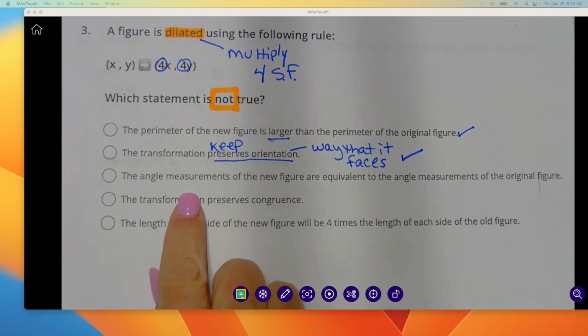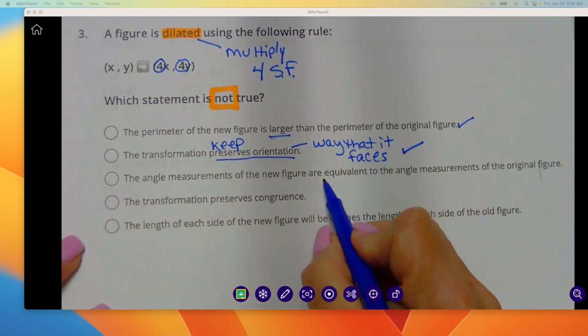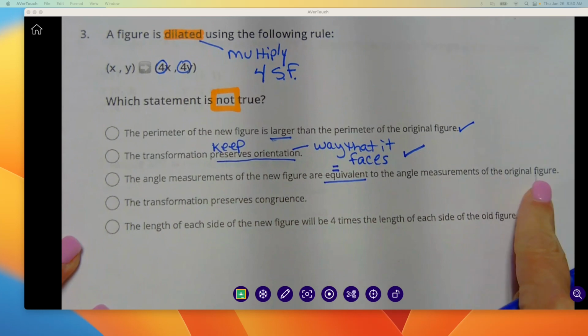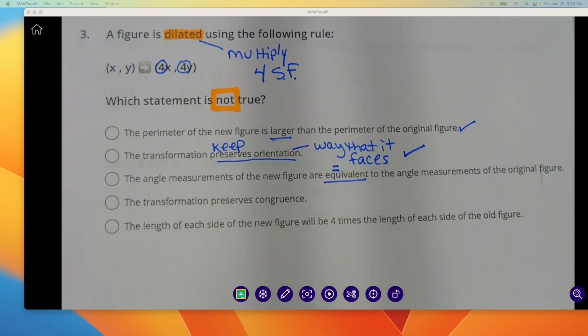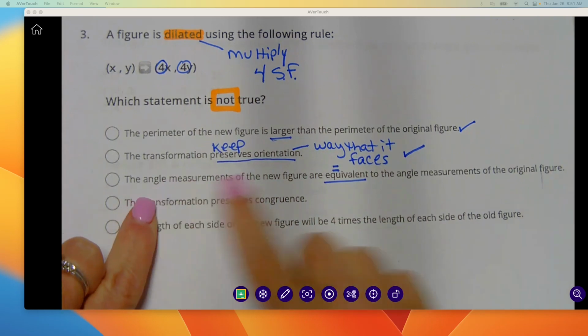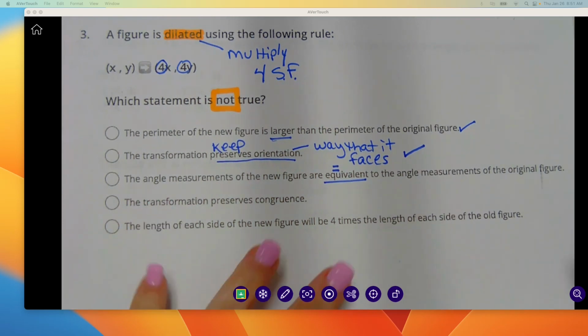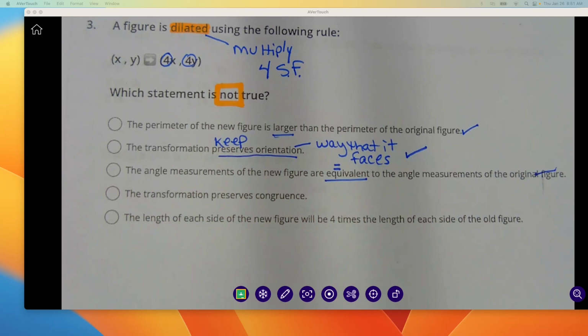Let's look at the next one. The angle measurements of the new are equivalent. Remember, equivalent means equal to the angle measurements of the original figure. Remember, no matter what transformation we are talking about, guys, the angle measurements will always be the same. Even though this is a dilation and the figure gets bigger, or it can get smaller, the angles stay the same. Because if the angles don't stay the same, it's not going to be the same figure. So the angle measurements will always be equivalent no matter which transformation we're talking about. So we know this one is true.